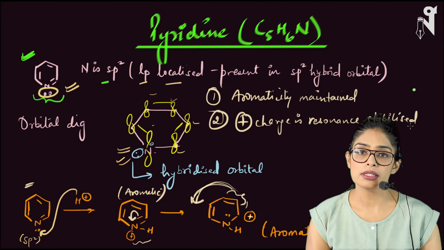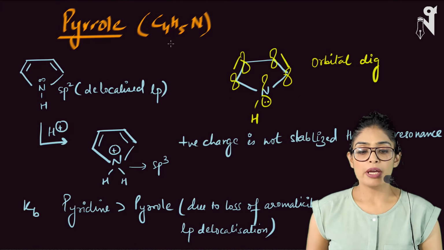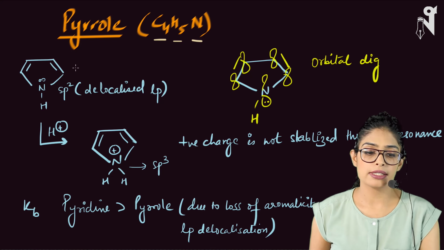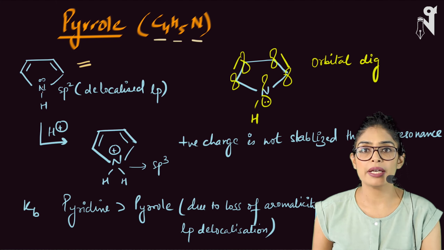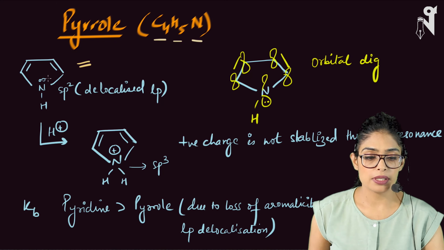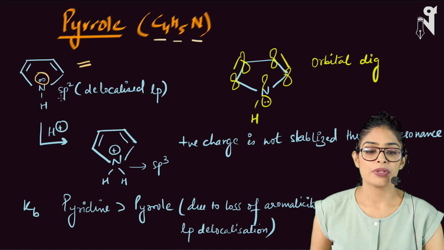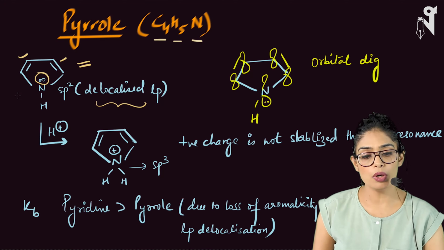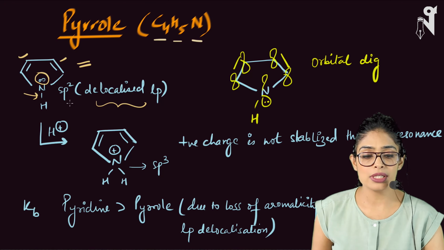Now let's look at the next compound, that is pyrrole. Pyrrole's formula is C4H5N. Let's look at the structure it has. This is the structure of pyrrole, where you have a pentagon shape, or you can say a 5-membered ring, where one atom is nitrogen. Nitrogen has a pair of electrons, and that pair of electrons is a delocalized pair because it is in conjugation with this pi bond and this pi bond. The hybridization of this nitrogen is sp2.